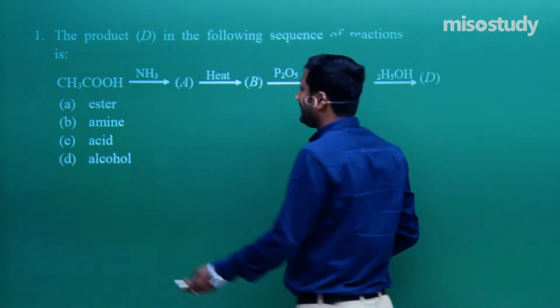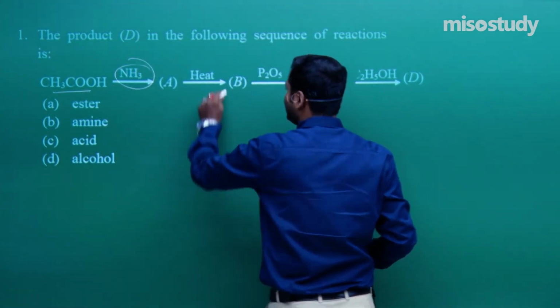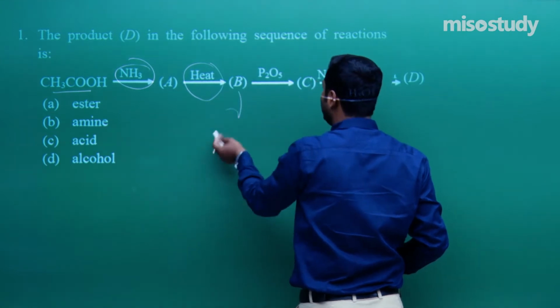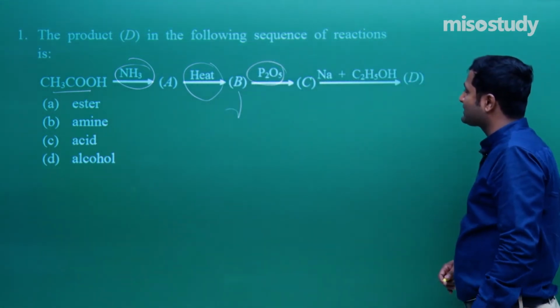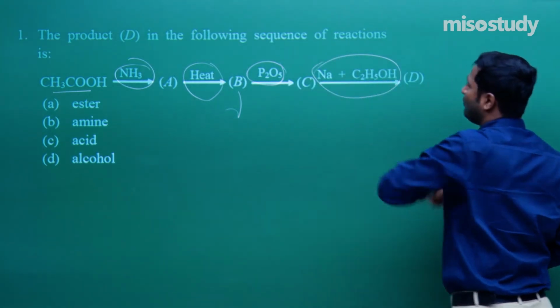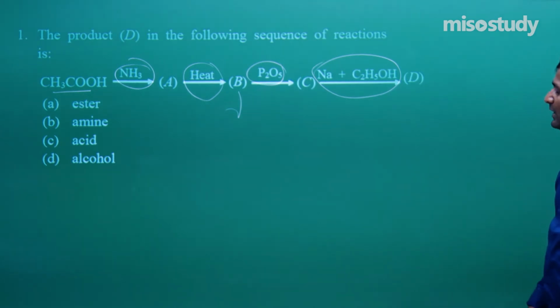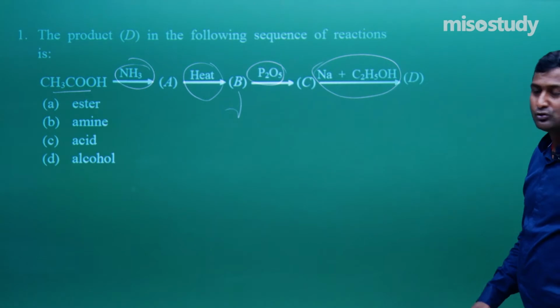First, this acid on treatment with base, then on further heating it gives B, on treatment with P2O5 phosphorus oxide, and on treatment with Na, C2H5OH. Then what will happen? What is the product in this case? That's the question. Check it out, how to solve.